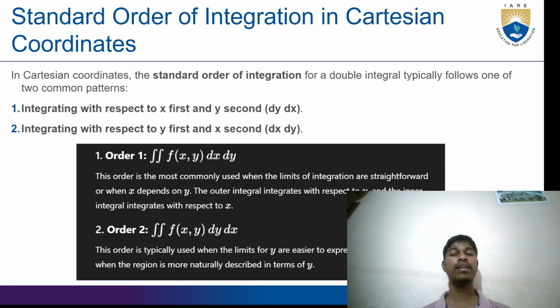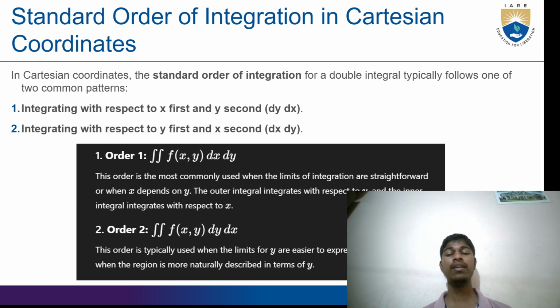Standard order of integration in Cartesian coordinates. In Cartesian coordinates, the standard order of integration for a double integral typically follows one of two common patterns: integrating with respect to x first and y second, or else vice versa. Order 1: f of x, y dx dy.